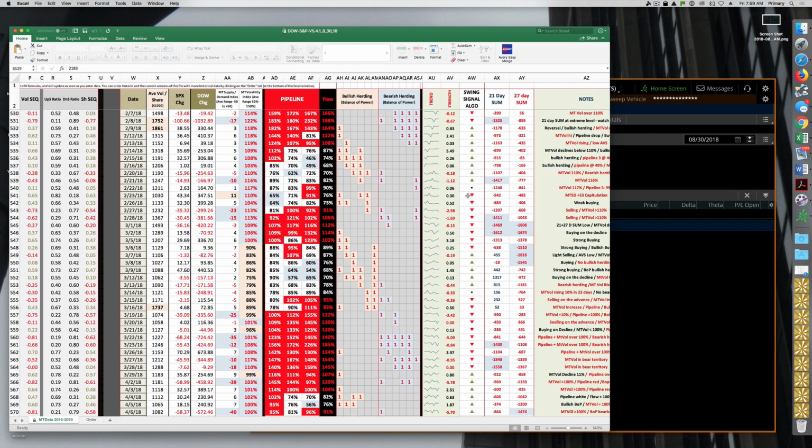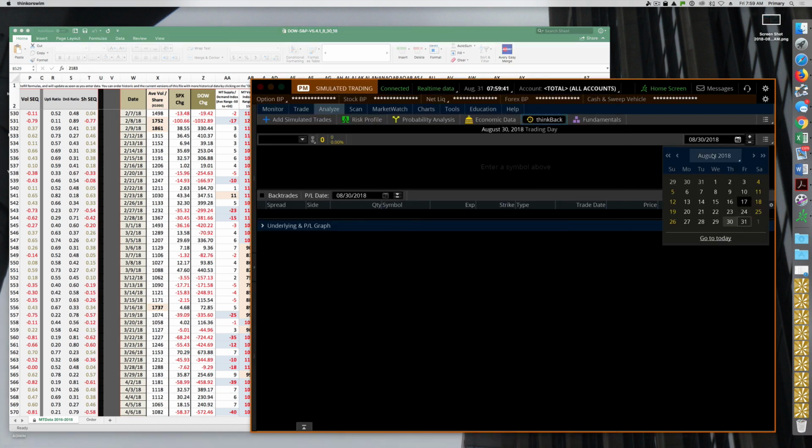And we have the swing algorithm down. So the first day we get the swing algorithm down is the 23rd, but we don't have a flow above 90%. So we have to wait until the flow is 90% or higher, and we have a swing signal algorithm to confirm that, and then we take a short position at the close on that day, so 2-27. So we're going to go back to 2-27.